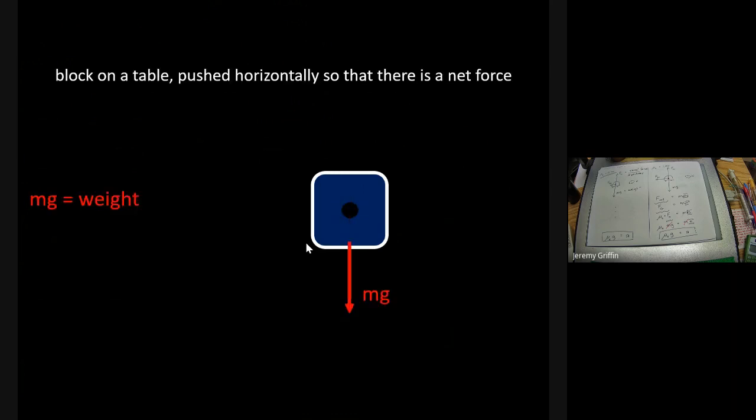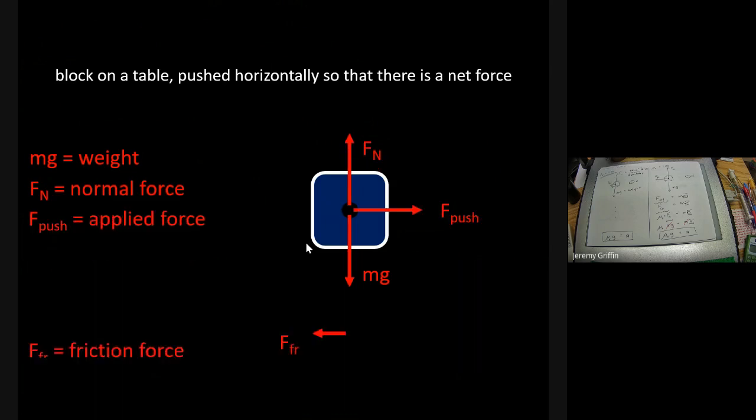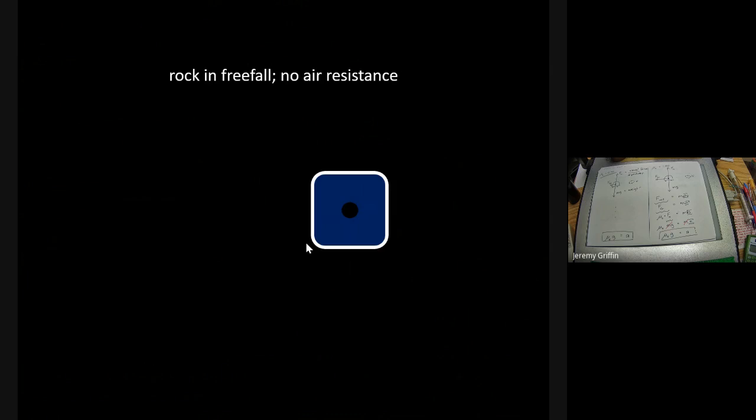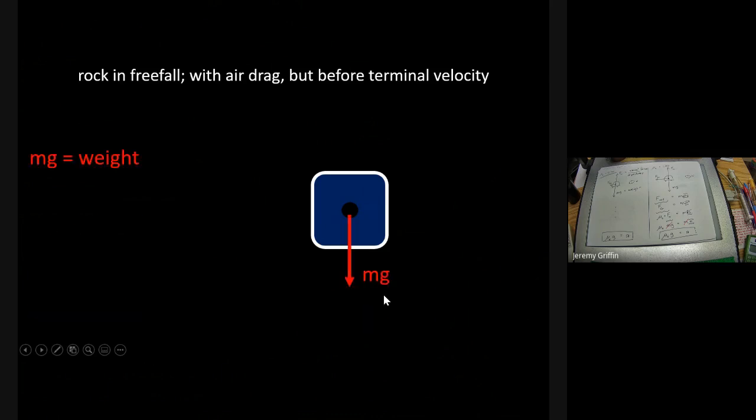What if you push it so there is a net force? Well, it might look something like that. There'll be one possible solution. Rock in free fall. Boom. That's it. The only force it's under the influence of is its own weight. If you go back to Newton's second law of motion and divide by its mass, you get g, the free fall rate of acceleration. What if there is air drag?